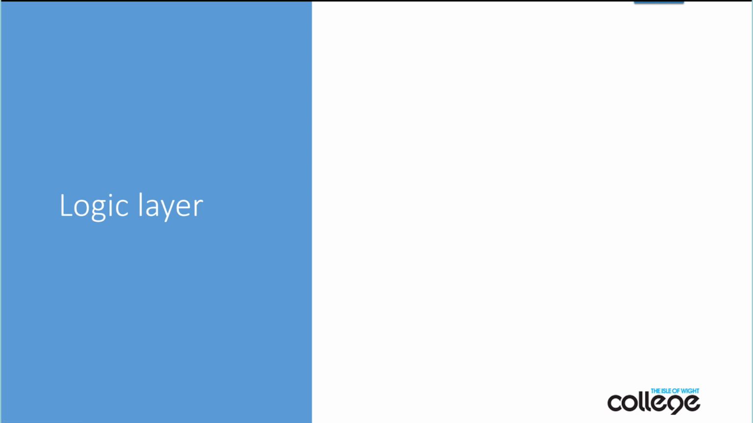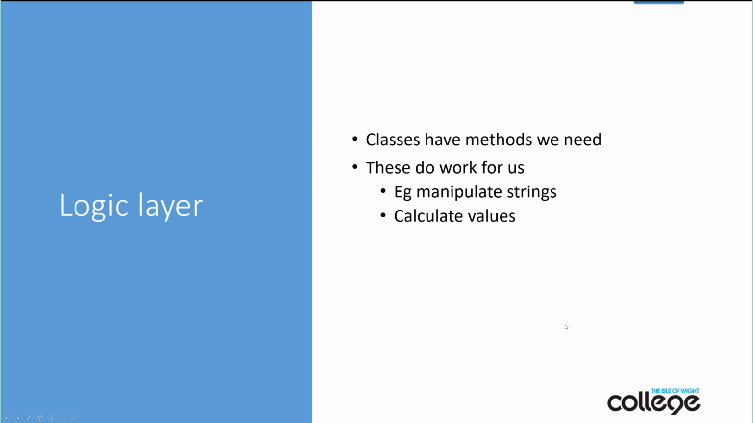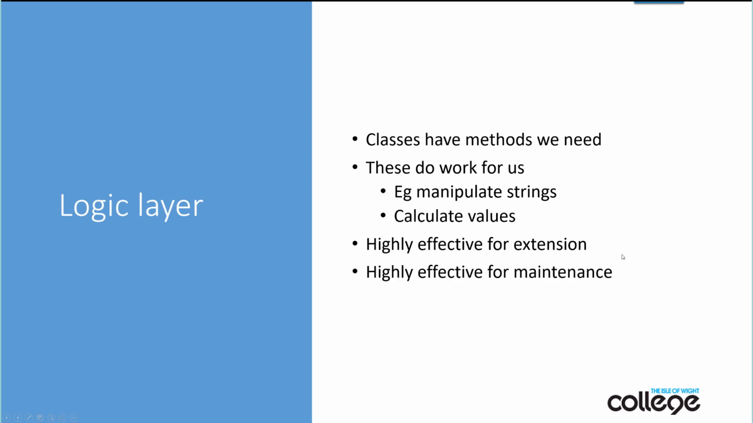Now the logic layer that we've built already has classes with the methods that we need in order to do the work for us. For example, they manipulate strings or they calculate values for us. And it's a highly effective system of extendable architecture, so that if I create a new logic class, it doesn't affect the ones that are already there. Each class is there to do a single job and makes it really easy to extend when we need more classes. It also makes it very easy for maintenance, in that we can maintain each of these classes individually without affecting the rest of the classes that are in the application.